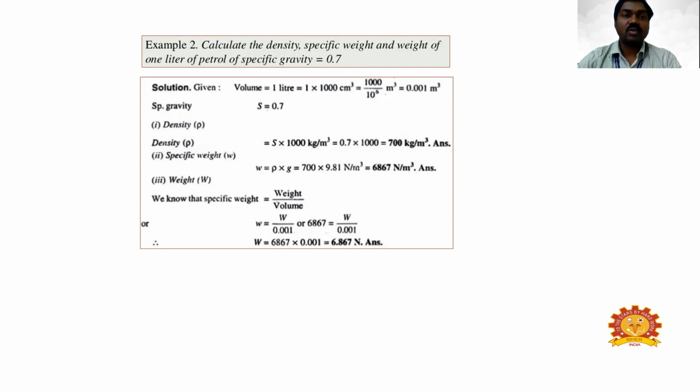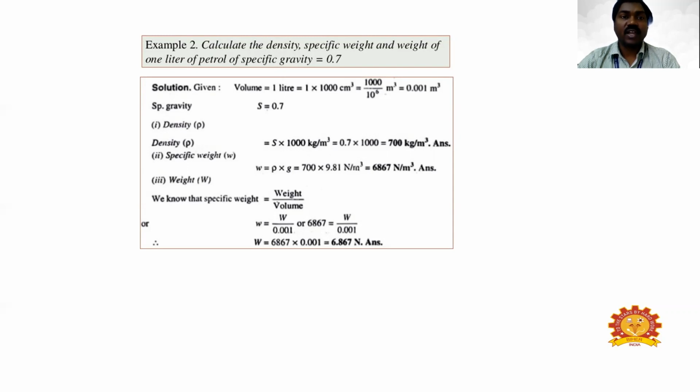So density equals S into 1000 kg per meter cube. So we'll get 0.7 into 1000, that is 700 kg per meter cube, is the answer. Now first, the question asks us to find the specific weight, small w. So what's the formula for us? The given formula is w equals rho into g. So 700 into 9.81, we'll get 6867 Newton per meter cube.